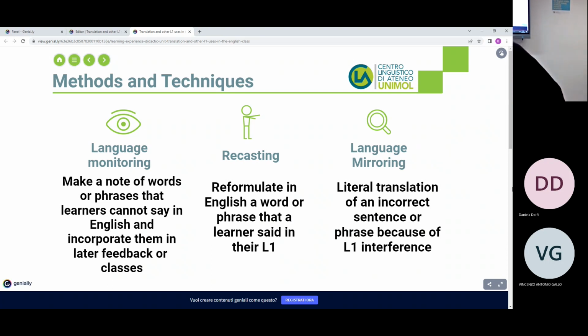Okay, in this case, my favorite is language monitoring. I really like language monitoring. Any other suggestions? Let's go with that one, that sounds interesting.